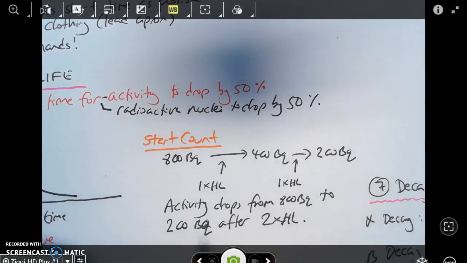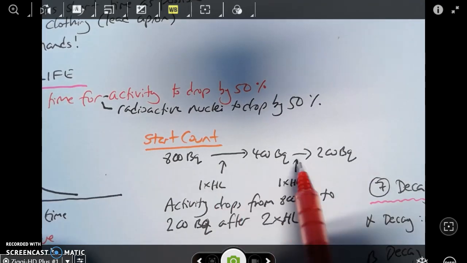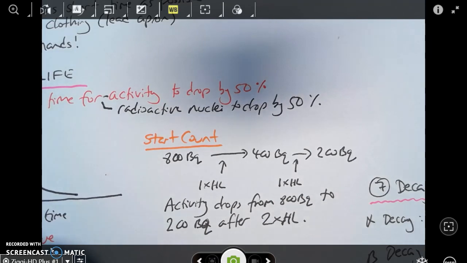So for example, the activity drops from 800 becquerels to 200 becquerels after 2 half-lives. And you might be told that that overall time took 1 hour, in which case you would say, well, 1 hour was 2 half-lives, so 1 half-life must be half an hour.